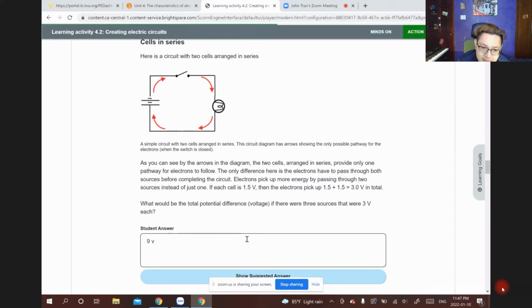Is it too hard to understand this? No, it's not. I was just confused. Why does it say 3 volts each? That's the part where I was confused, because I was thinking each source is 3 volts, so 3 plus 3 plus 3 is 9. That was like 1.5 volts, but now it's a different problem. Yes, that just confused me a bit.